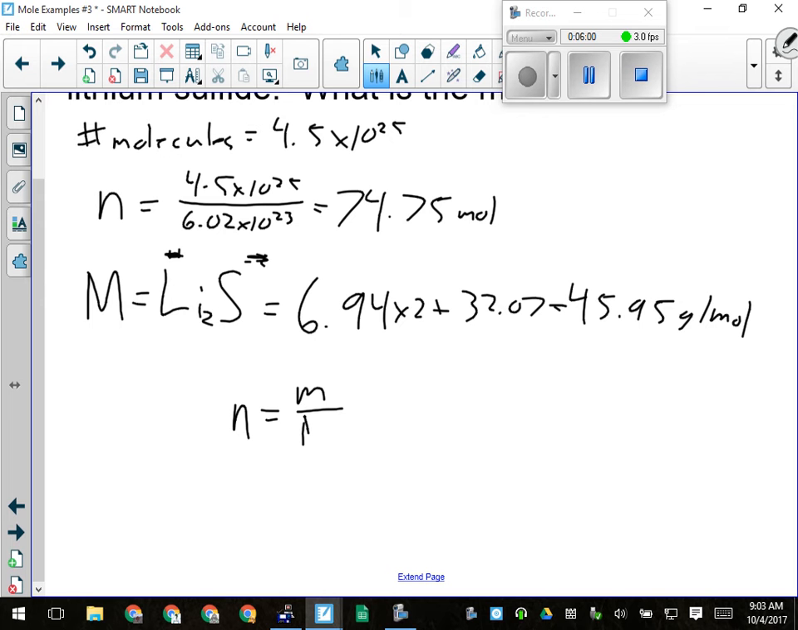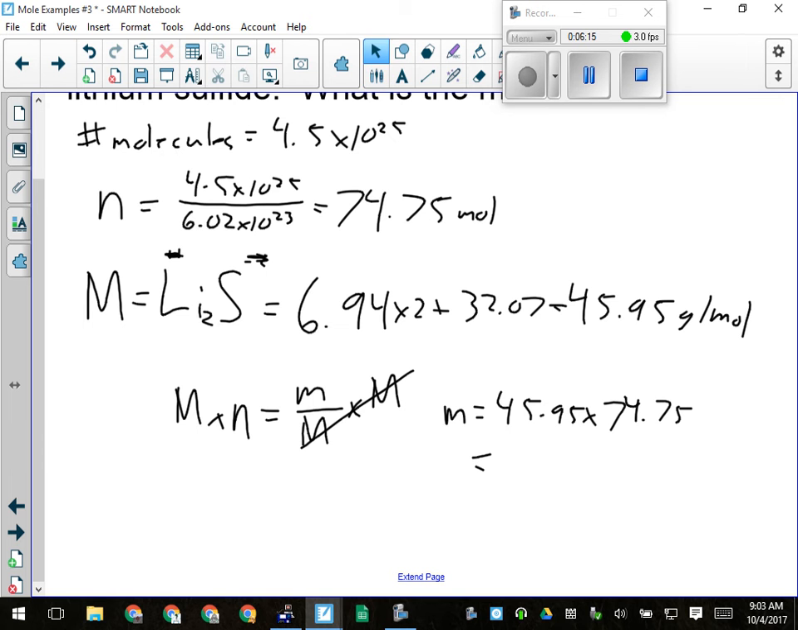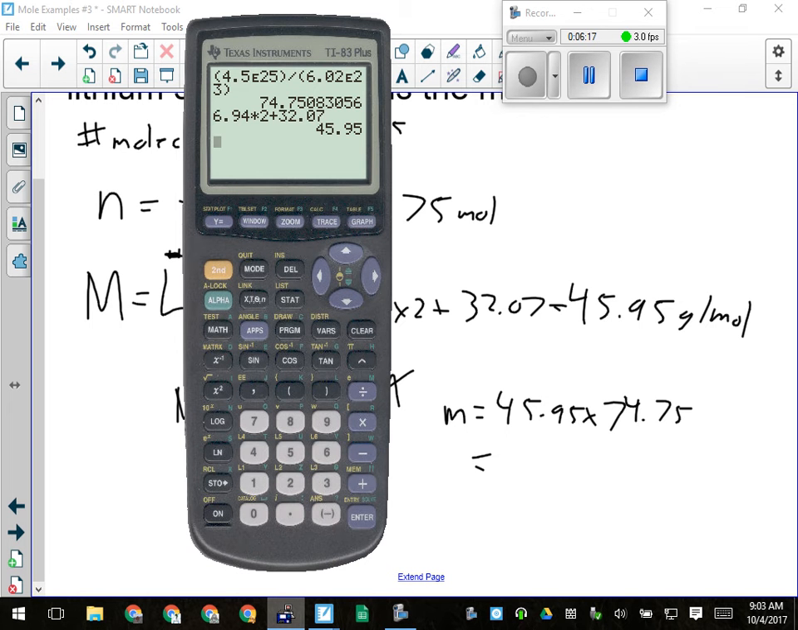So little m over big M, multiply both sides by M. Okay, so little m equals 45.95 times our 74.75, but we'll use all of the decimals when we do this actual calculation. Okay, so we're going to take our answer and we're going to multiply it by 74.75083056. Okay, so I'm going to have 3,434.80 grams.